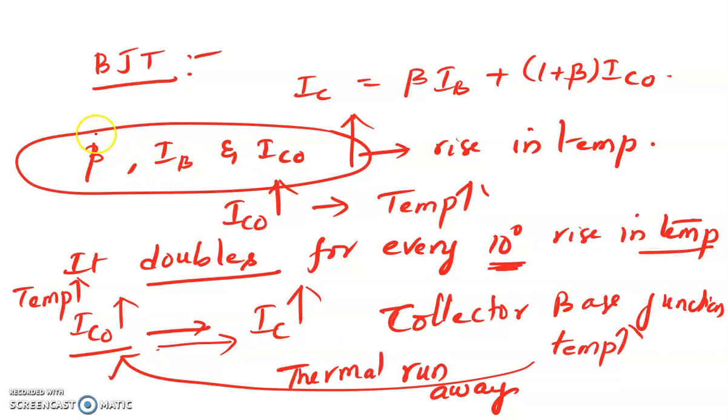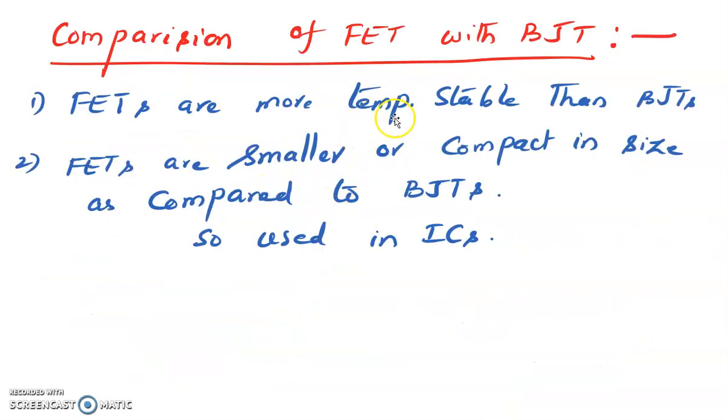So the parameters beta, IB and ICO rise with a rise in temperature. Especially ICO rises with temperature, that is, the reverse saturation current doubles for every 10 degrees rise in temperature. This is the thermal runaway problem. This reverse saturation current depends upon temperature. That's why the bipolar junction transistor is not stable with respect to temperature.